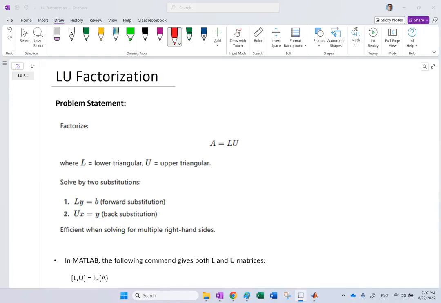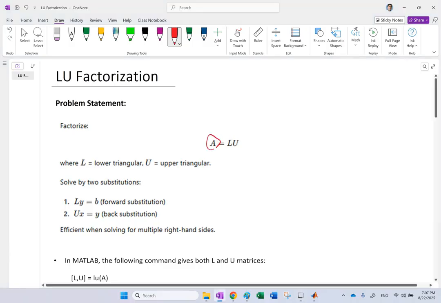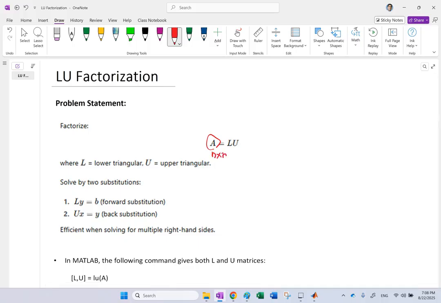Hello everyone. In this video, we are going to talk about LU factorization, or some people call it LU decomposition. So what is the problem statement? The problem statement is if I have a matrix A, and this matrix A is an n by n matrix, decompose it into a product of a lower triangular matrix L and an upper triangular matrix U.